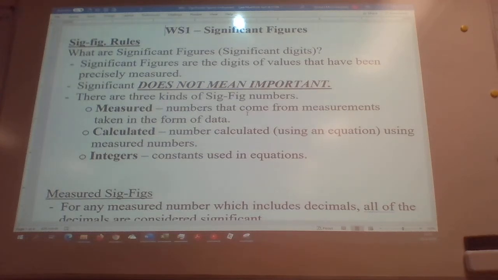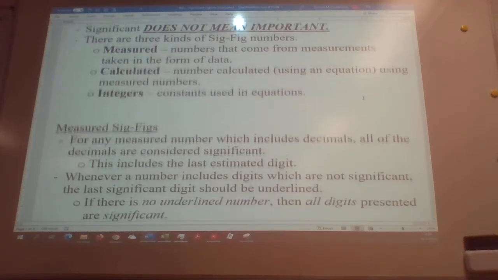When you get right down to it, Sig-Fig rules are just a list of very specific rounding rules that we're going to use. Now, there's three kinds of significant numbers. There's measured numbers, calculated numbers, and integers. On measured numbers, that's the main thing we're going to be talking about: how to determine, looking at a measured number, how many sig-figs it has. Later in the class, when we're actually taking measurements, we'll talk about how to determine how many sig-figs you should get. But right now, I just want you to be able to look at a measured number and determine how many sig-figs it has.